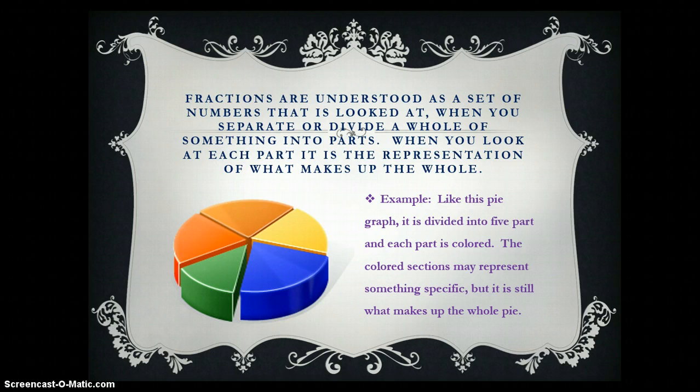Fractions are understood as a set of numbers that is looked at when you separate or divide a whole into parts. Each part is a representation of what makes up the whole. For example, like the pie graph, it is divided into 5 parts, and each part is colored. The colored sections may represent something specific, but together they still make up the whole pie, all 5 parts.